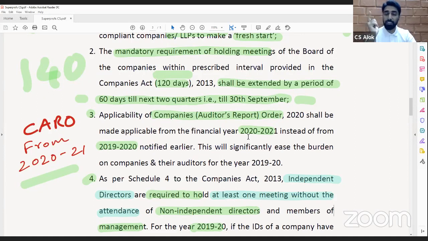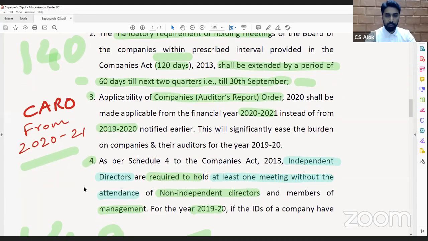So companies get 1 year extra because they cannot concentrate on all these additional compliances. First, once lockdown is over and everything is back to normal, they have to come back and make sure the company is running. That is their first focus. You can't add additional burden, additional disclosure for them right now. So the company will get this relaxation. So CARO is from next year. So please make note of this amendment. Very, very crucial.